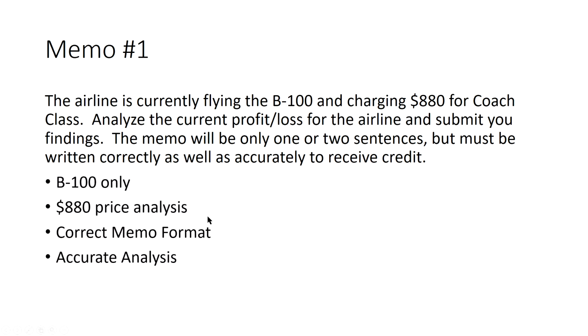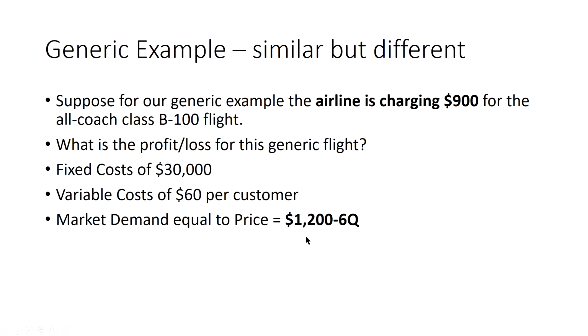So, breaking it apart, you're doing the B100, you're looking for an $880 price, you're going to write in the correct memo format, and you have to have the analysis be accurate. That sentence sometimes throws students off. It says it has to be written correctly as well as accurately, isn't that redundant? And it's not, if you say that the format has to be followed correctly and the analysis has to be accurate. Okay, now, I'm not going to do the work for you.